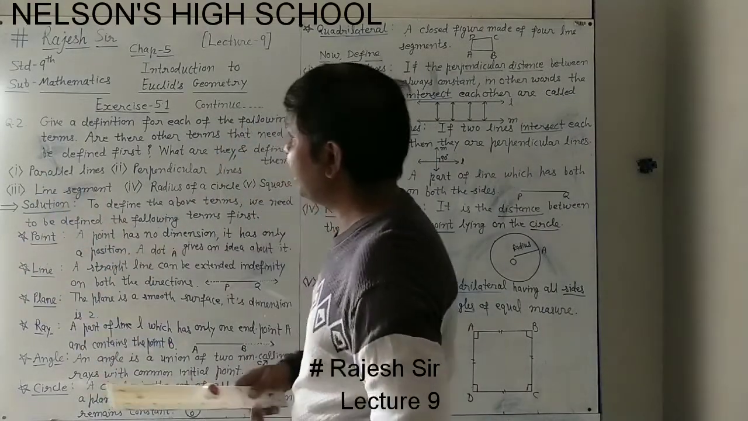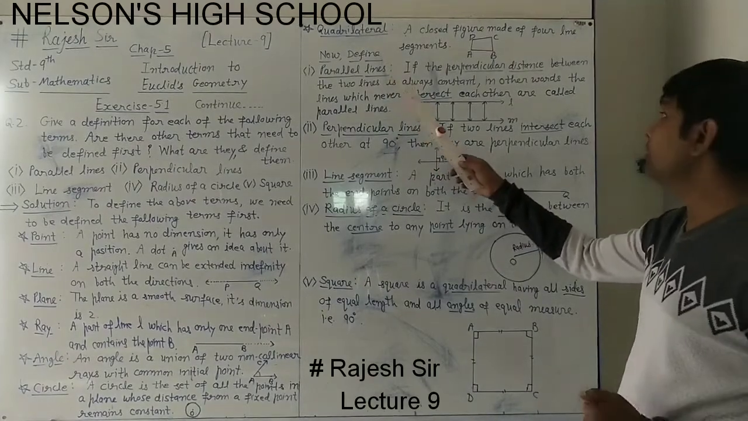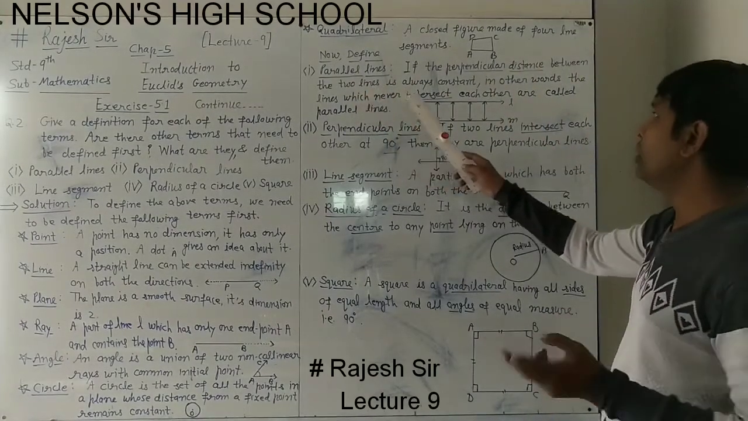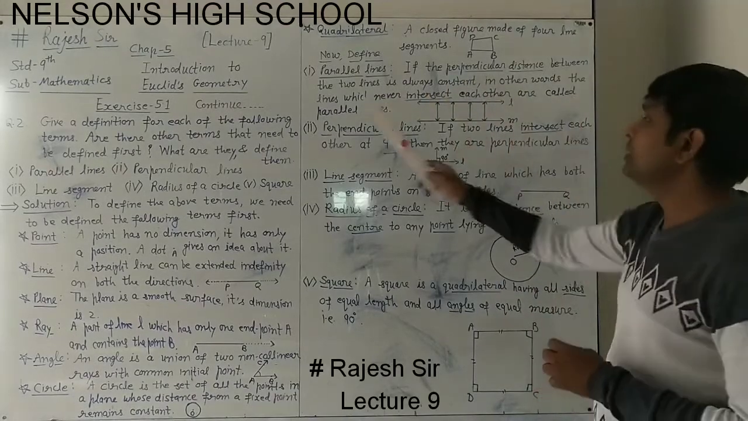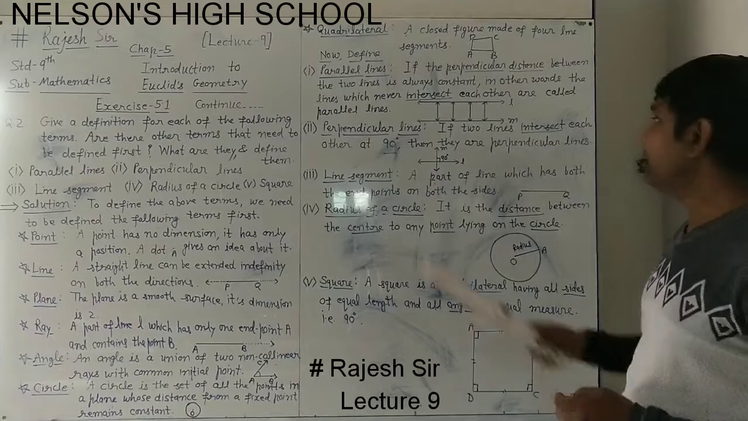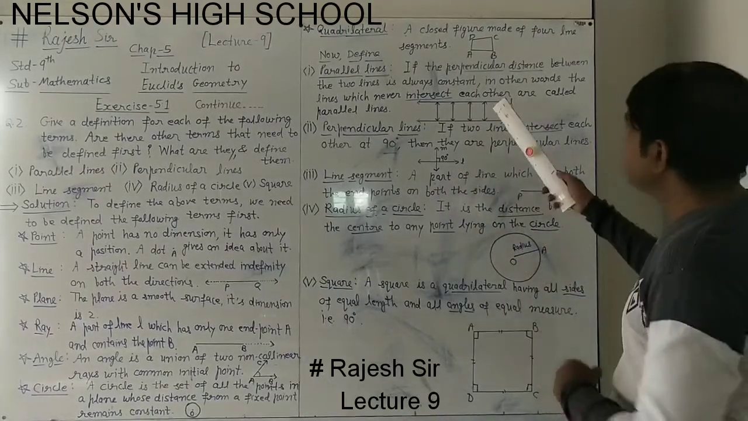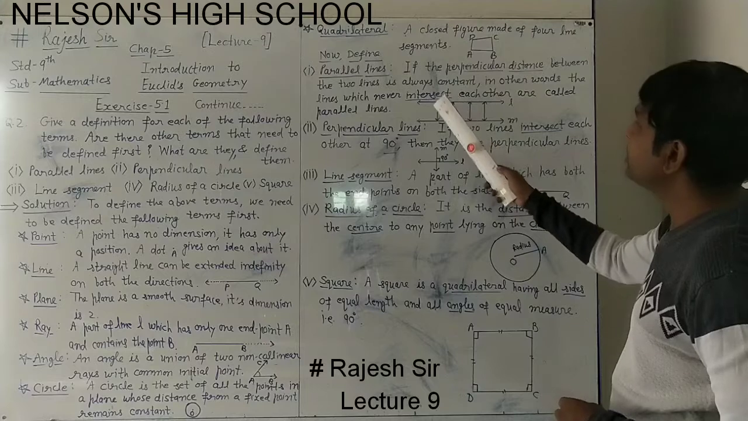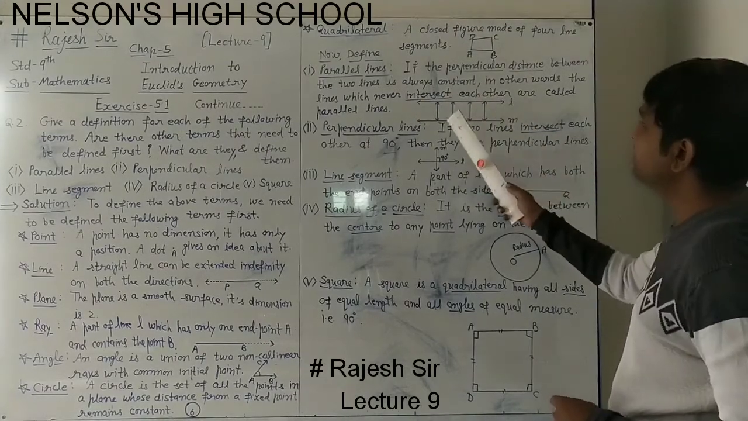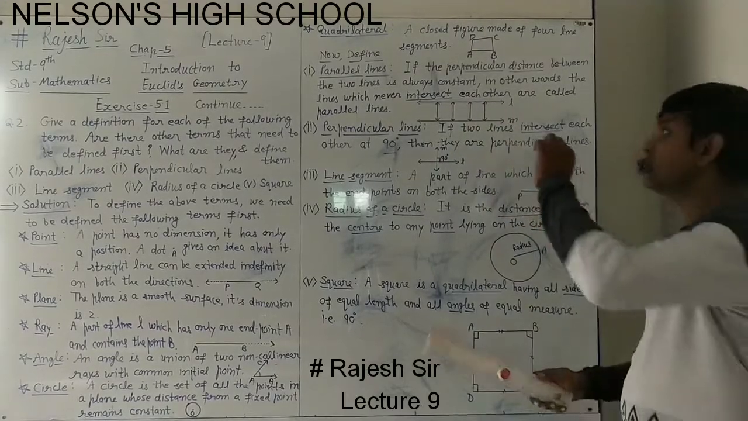So first of all, we have parallel lines. Lines are called parallel if the perpendicular distance between the two lines is always constant, in other words, the lines which never intersect each other are called parallel lines. By the figure we have shown here, L and M are called parallel lines. Why? Because the perpendicular distance, this is the perpendicular distance I have shown, is always constant. Suppose this is 2 cm, this will also be 2 cm, 2 cm, 2 cm.